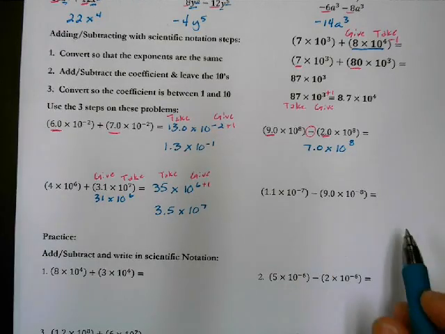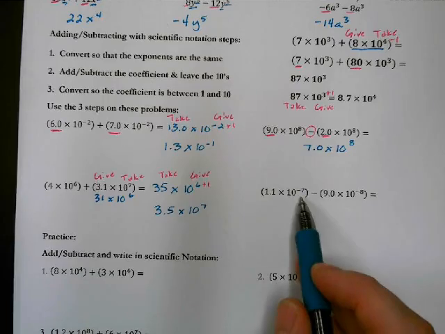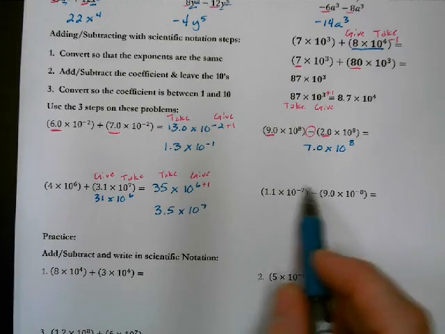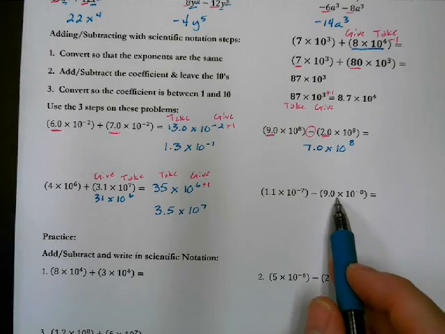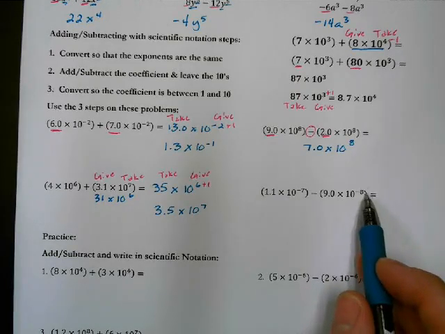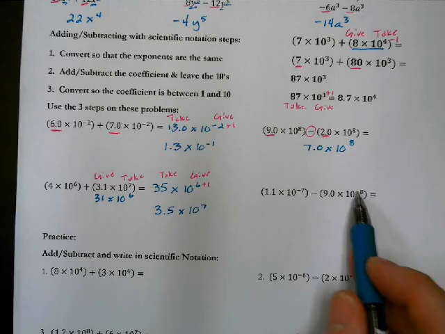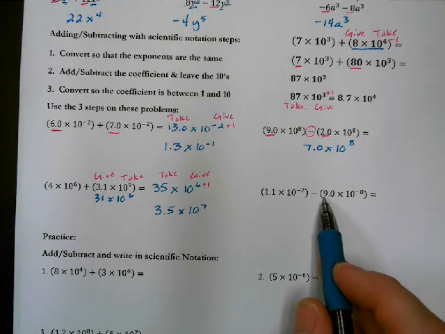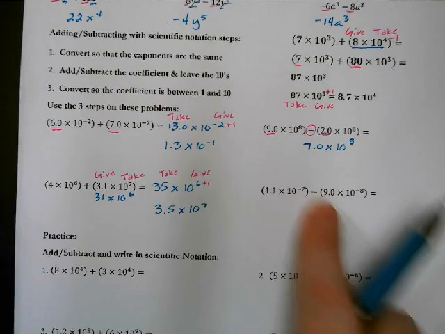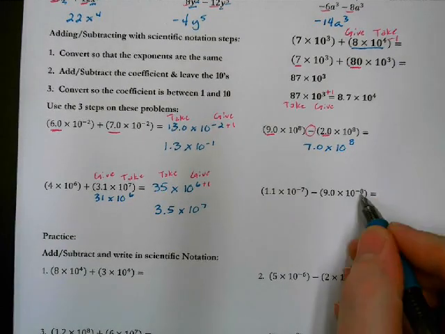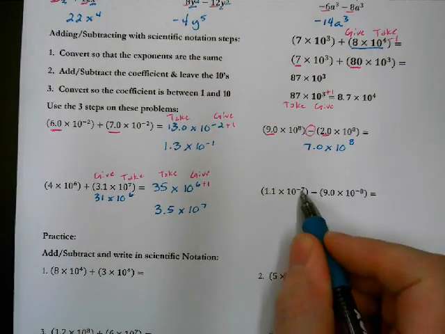So I can either take a power of 10 here to make this a bigger number, or I can give a power of 10 here to make this a smaller number. It's up to you. You can do it either way. I'm just going to do it to this one over here. So this is 10 to the negative 7th, and this is 10 to the negative 8.